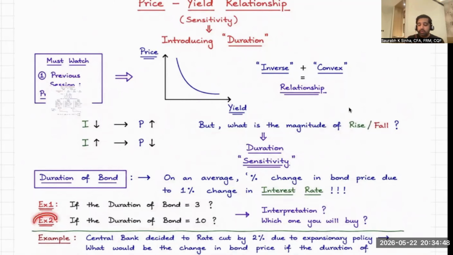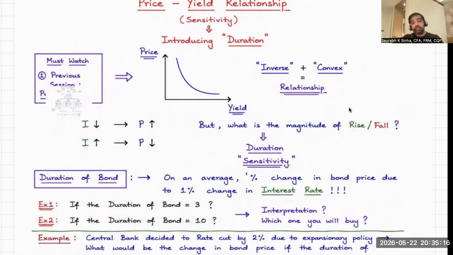Now example 2, if the duration of bond 2 is 10, what does that mean? It means that if interest rate changes by 1%, then the bond price will change by, on an average or approximately, 10% in opposite direction. So if interest rate falls by 1%, bond prices will rise by, on an average, 10%. And if interest rate rises by 1%, then the bond price will fall by, on an average, 10%.